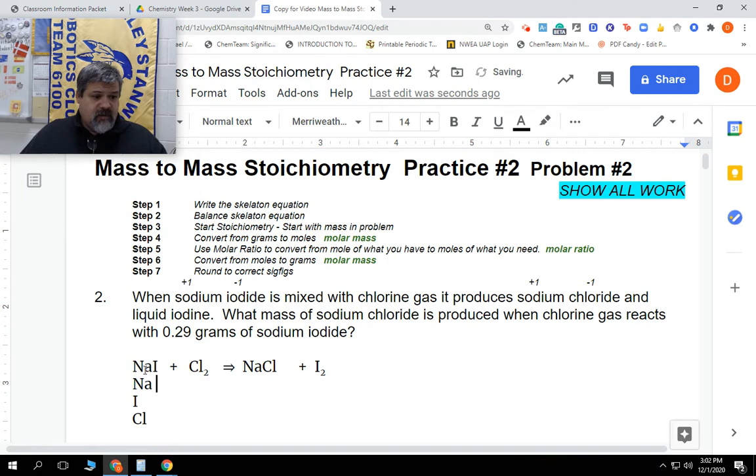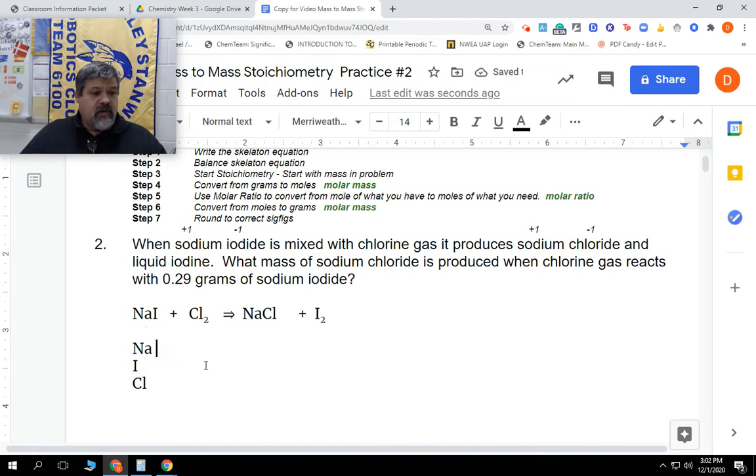So how many sodiums do we have? Well, I look at this and I see that, to be honest, there is just 1 sodium. So we're going to put a 1 right here. I look at the iodine, I see just 1, so we're going to flip it over and put a 1 there. And chlorine, I have 2. The subscript tells us that I have 2, so we're going to put our 2 in there.